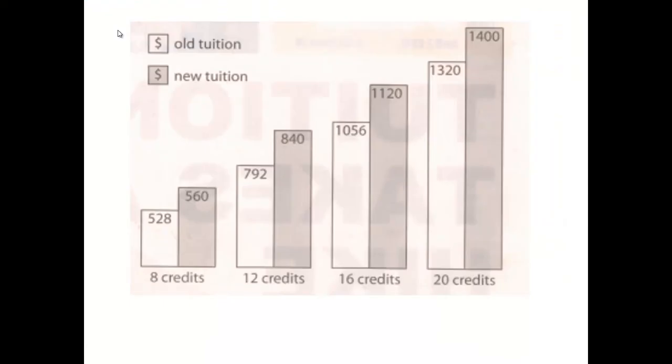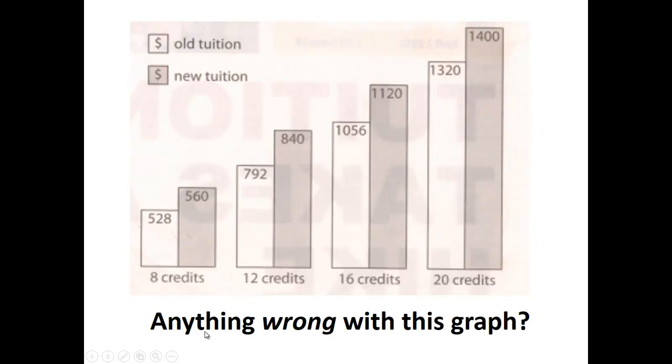So what you see here is an old graph from the Broadside when they were commenting on increases in tuition. I think it was $4 a credit. If you look at this graph, the old tuition was $528 for 8 credits. The new tuition was $560. So the difference between these two is the increase. For 8 credits, it went up $32. So that's $4 a credit.